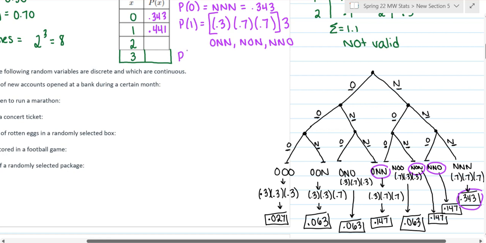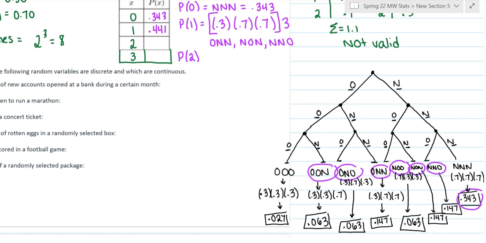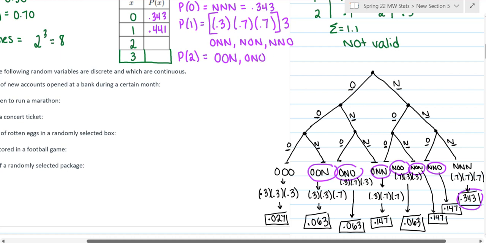Same thing with the 2. Okay, we have the tree diagram. We can look at that. 2 people saying they're online is going to be here, here, or here. It's those middle probabilities, because the 2 on the end are all one way or another. So it's 0.063 times 3, if you've already done the tree diagram. But you could also do this. I have my possibilities of 2 people saying they're online: O, O, N, O, N, O, or N, O, O.